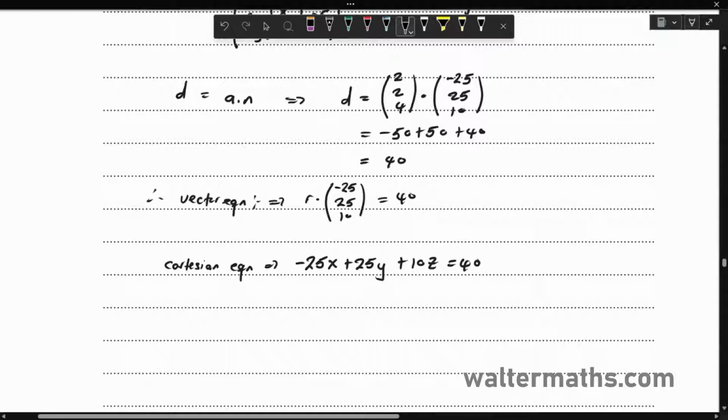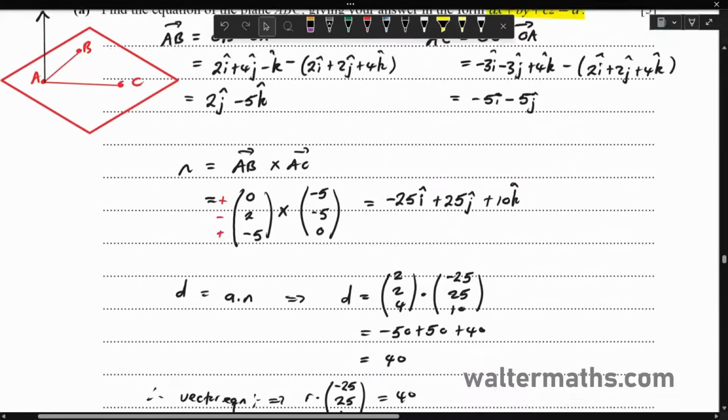We can reduce this by dividing each one of the terms by 5. So this by 5, this by 5, this by 5, and this by 5, and when we do, we'll have minus 5x plus 5y plus 2z equals 8. So that's the answer here, and that's how we do it.